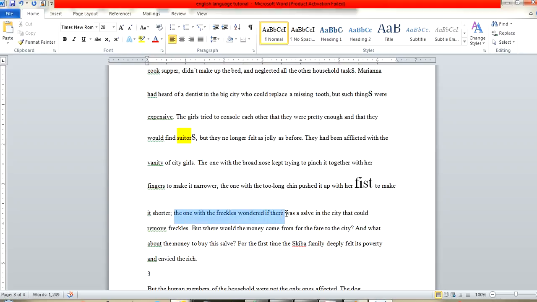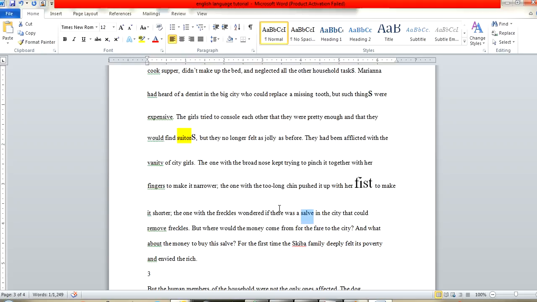The one with the freckles wondered if there was a salve. In this story, this word, I've never heard of it before, salve. So the one with the freckles wondered if there was a salve in the city that could remove freckles. So salve is a noun, it's a common noun, it's concrete, it's countable, it's neutered, it's singular, and it's regular.